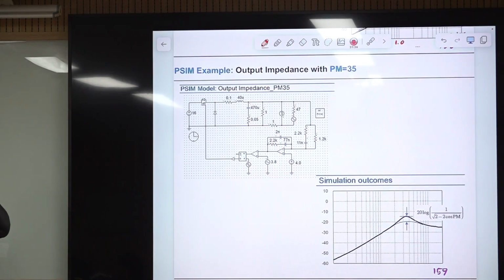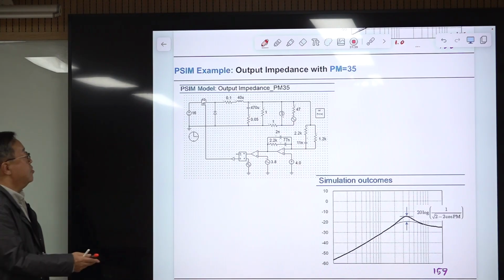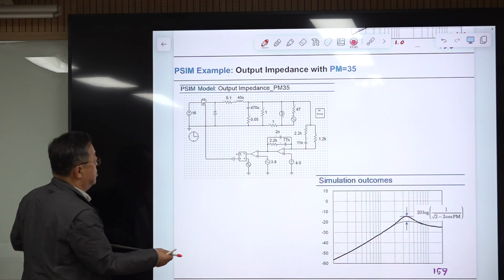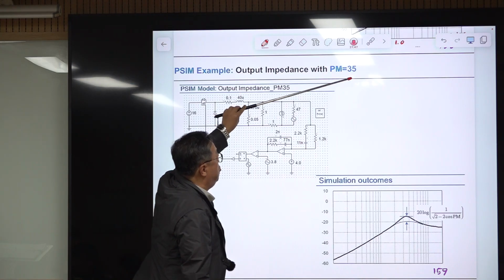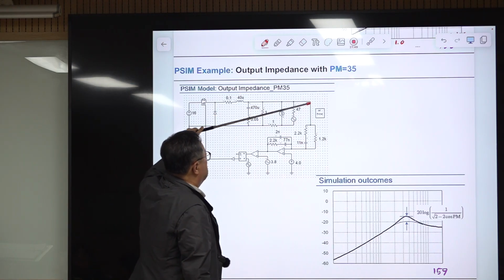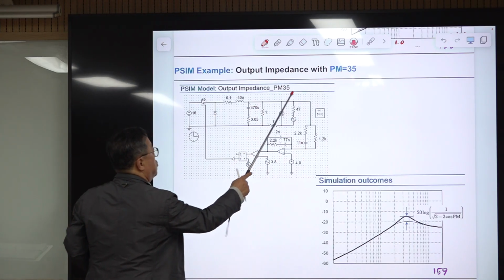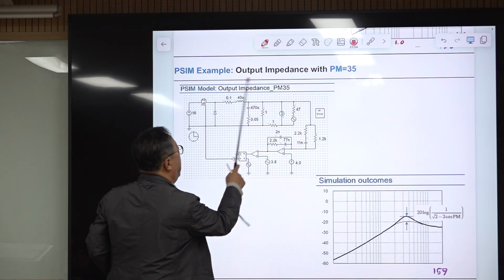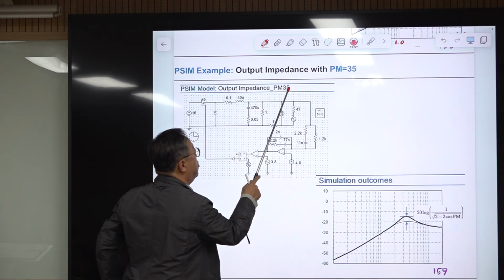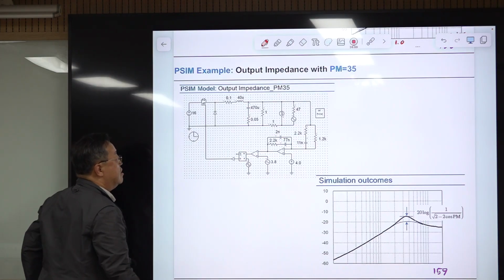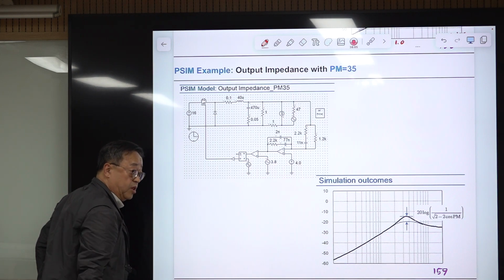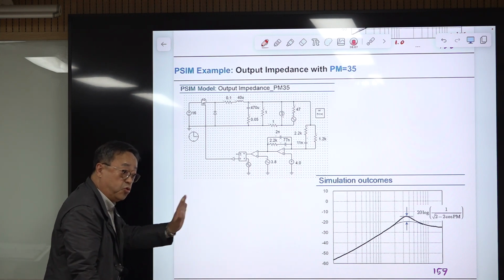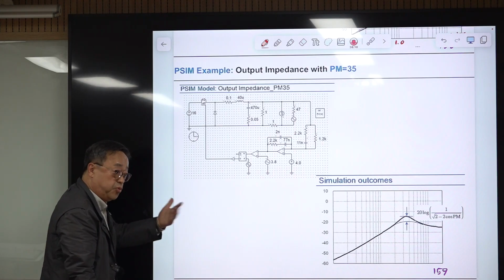Let me start out the second session of this lecture. So again, this is the PSIM model for the output impedance simulation, and the phase margin is 35 degrees here. Maybe you use this model, output impedance PM 35, to simulate this. You don't have to use a transformer in between. This is the simulation, so you don't need a transformer. There is just some programming in it.